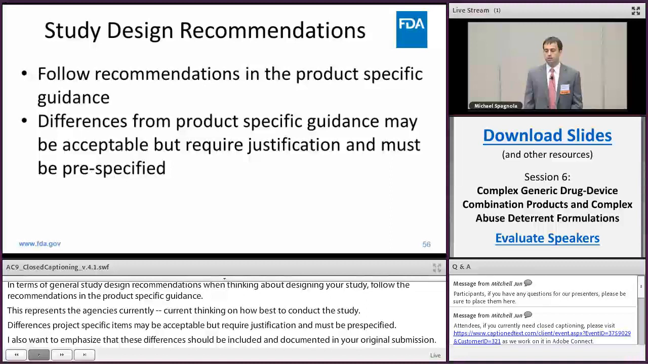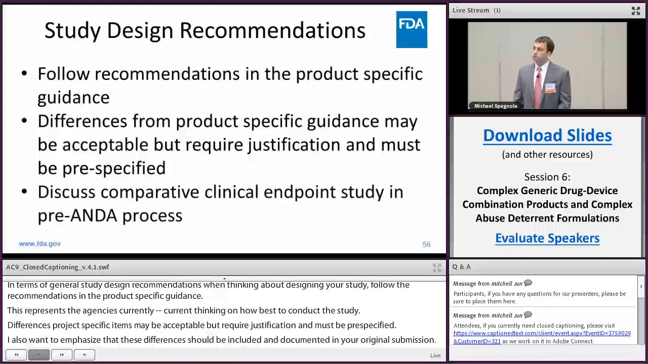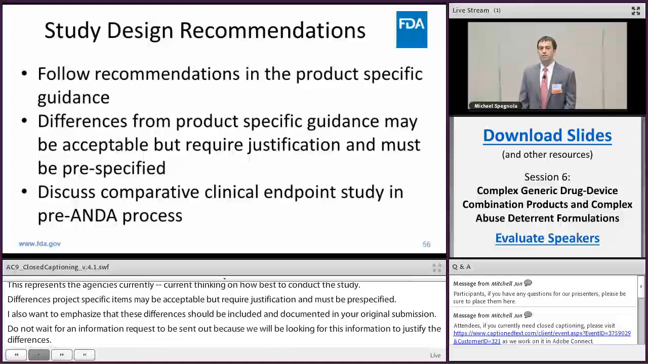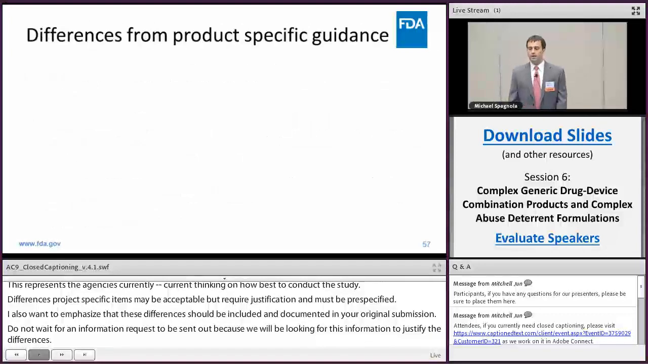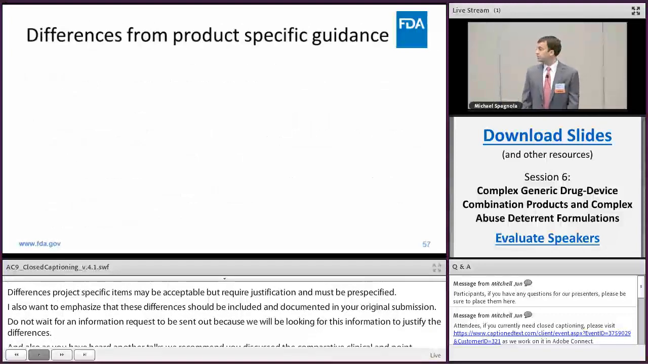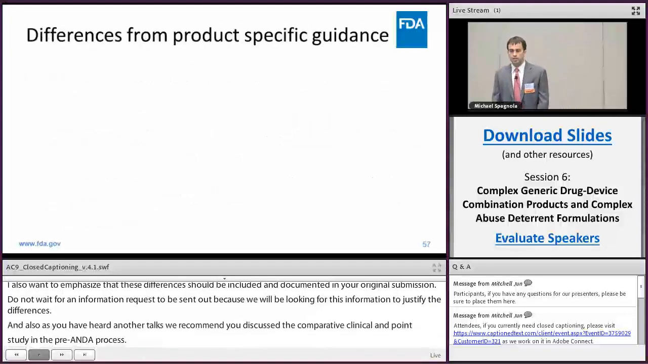justify the differences. Also, as you've heard in other talks, we recommend that you discuss the comparative clinical endpoint study in the pre-ANDA process. I'm going to provide a number of examples of differences from the product-specific guidance that you should provide justification for and you may want to discuss in the pre-ANDA process.